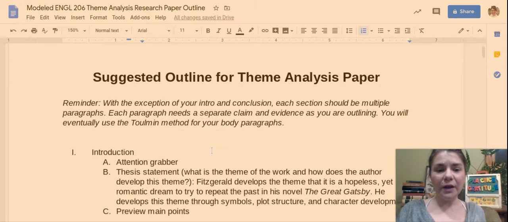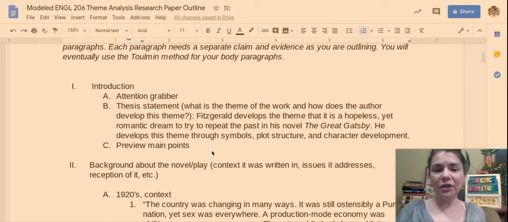Okay, so in your introduction, the only thing you really need to have at this point is your thesis statement. And your thesis statement needs to be about what the theme is in your work and then how the author is developing it. So my theme statement here is Fitzgerald develops the theme that it is a hopeless yet romantic dream to try to repeat the past in his novel, The Great Gatsby.